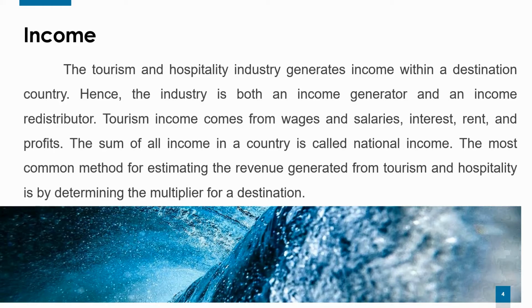Since tourism and hospitality is a labor-intensive industry, the greatest proportion of its income is derived from wages and salaries. Income is also generated from interest, rent, and profits on tourism and hospitality businesses, such as interest paid on loans to an airline in order to buy aircraft, or rent paid to a landowner for a car park. Income is also obtained from direct taxation or indirect taxation. Imposing value-added tax or VAT on hotel bills is an example of indirect taxation.